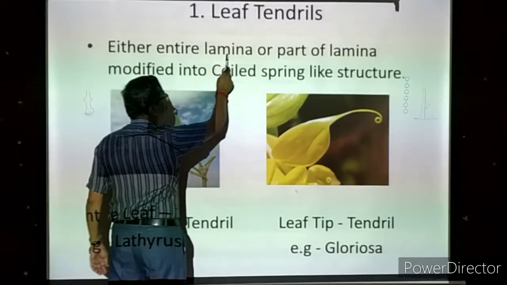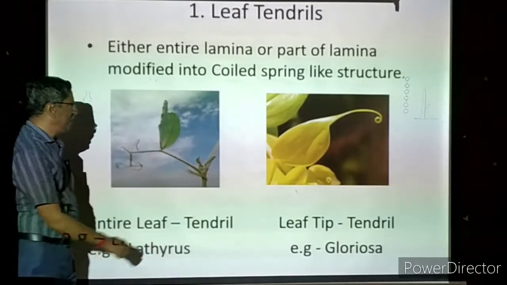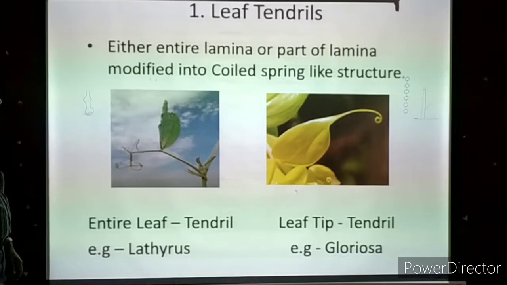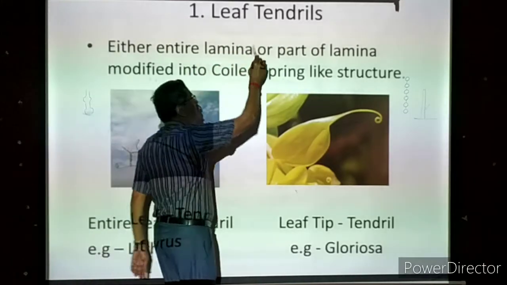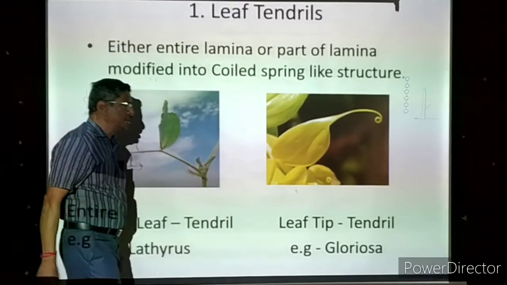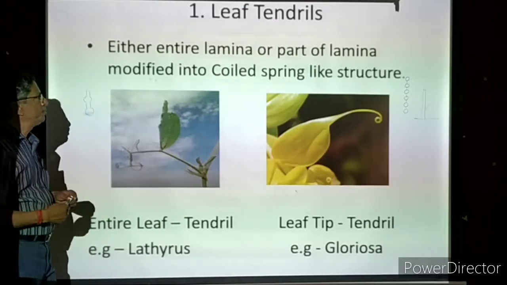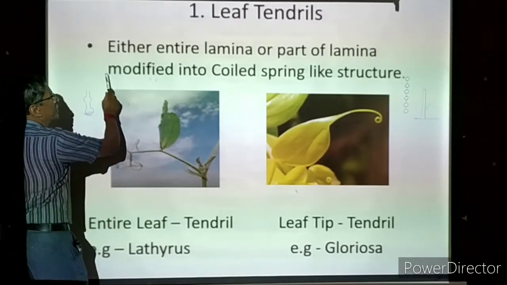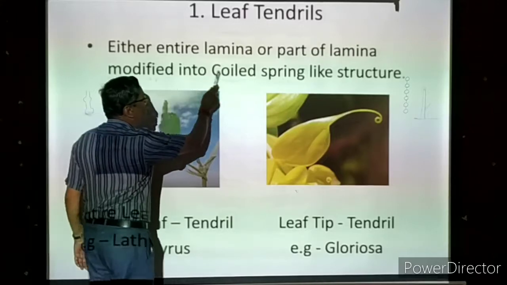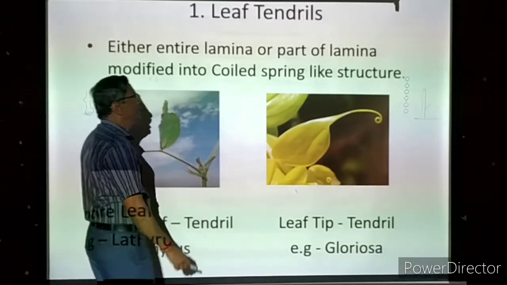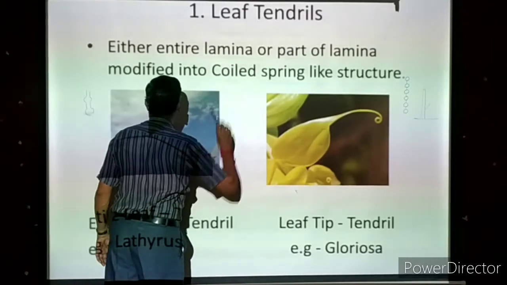Either the entire lamina or part of the lamina is modified. I already told you, tendril means what? A coiled spring-like structure for climbing over the support. So when modified into a coiled spring-like structure, that is called a tendril.